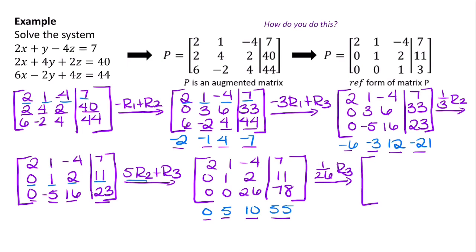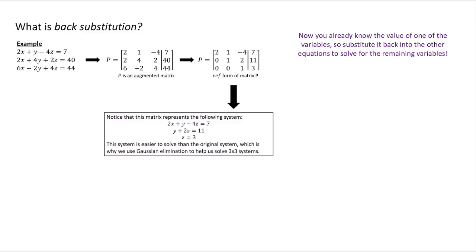So I'm going to write down row 1 and 2 because they're not changing. And let's see, we have 0, 1, 2, and 11. And then 0, 0, and 26 times 1 over 26 is 1. And then we do 78 times 1 over 26, which is basically 78 divided by 26, and that's how we get 3.